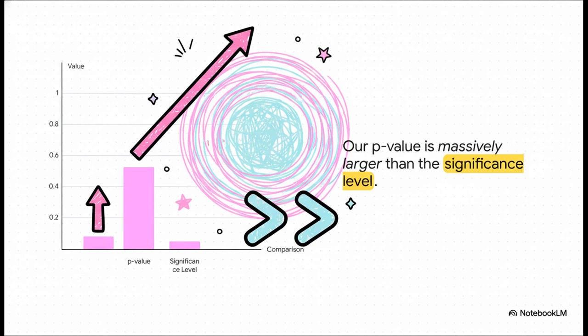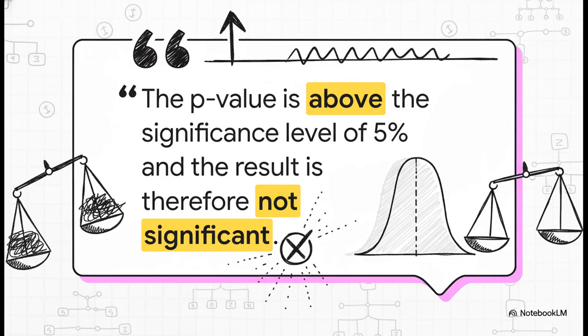Our p-value of 0.528 is much, much larger than that significance level of 0.05. It's not even in the same ballpark. Because our p-value is so high, the result is officially not statistically significant. And what that means is we don't have enough evidence to throw out our default assumption. We can't reject the null hypothesis.